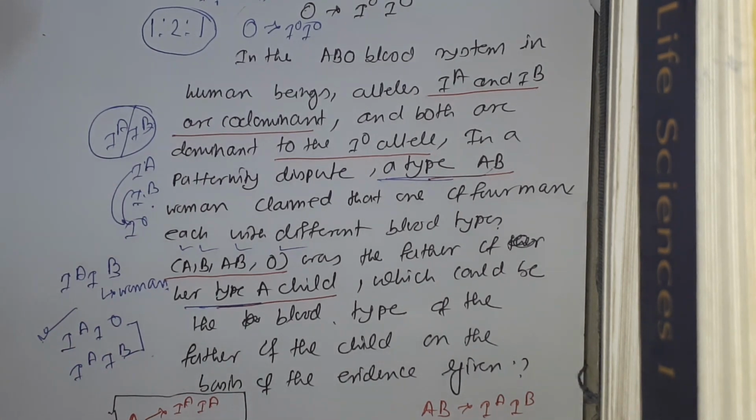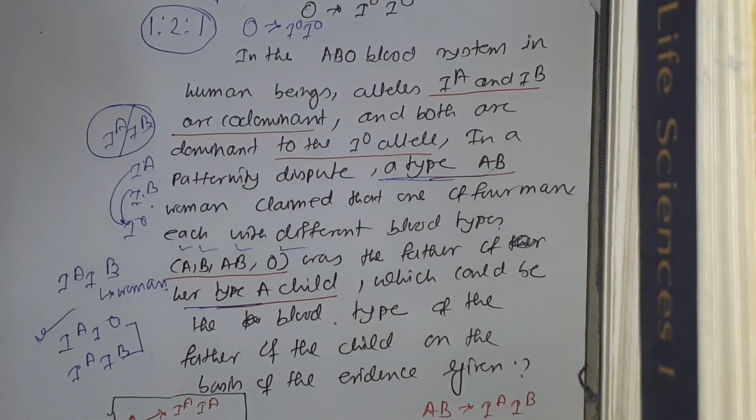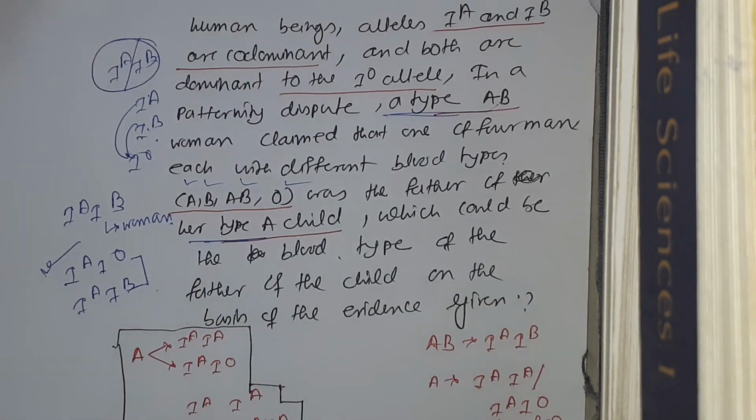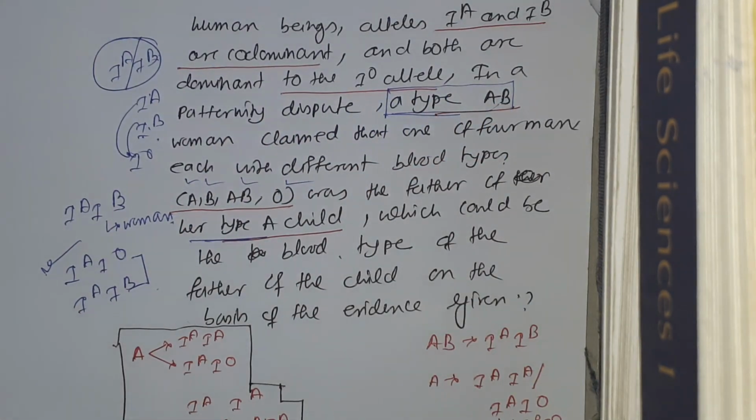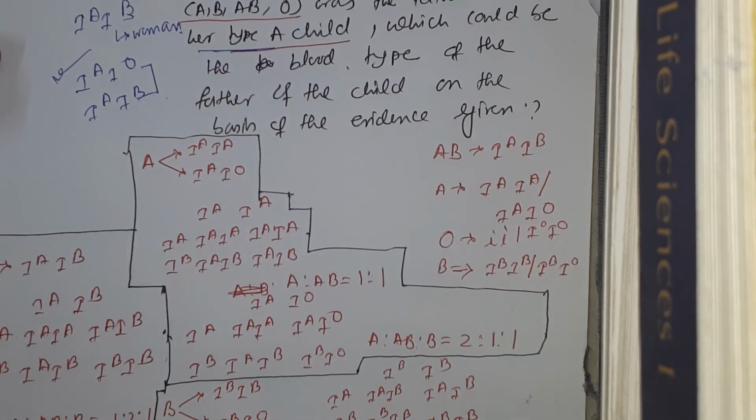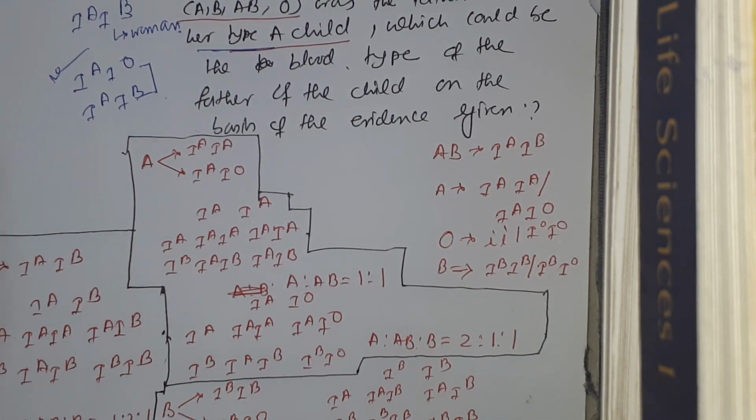Okay, so which could be the blood type of the father of the child on the basis of the evidence given? Let's move. The woman's blood type is AB, that means her genotype will be IA IB, and the man's blood type could be A, B, AB or O. I have already prepared the Punnett squares so that the video will not be very long.